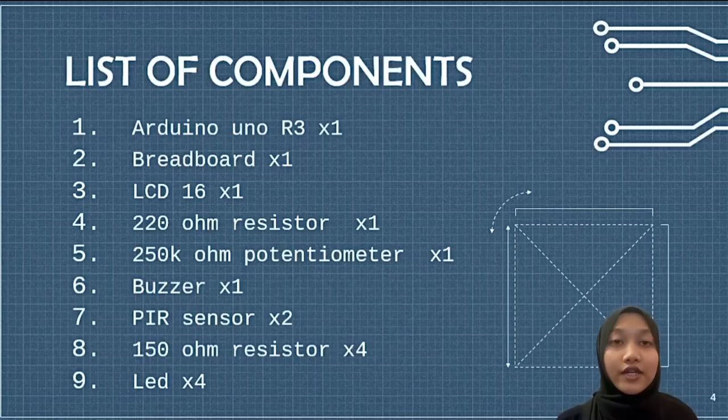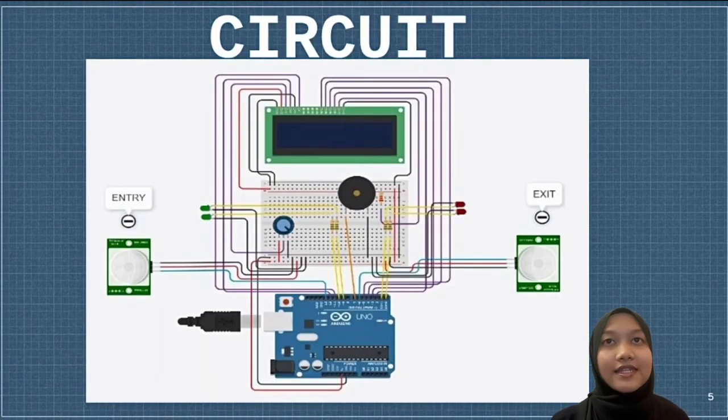For the list of components, we have 1 unit of Arduino Uno, 1 unit of breadboard, 1 unit of LCD 16, 1 unit of 220 ohm resistor, 1 unit of 250 kilo ohm potentiometer, 1 unit of buzzer, 2 units of PIR sensor, 4 units of 150 ohm resistor, and last but not least, we have 4 units of LED. So next, this is the circuit, how we combine the components.